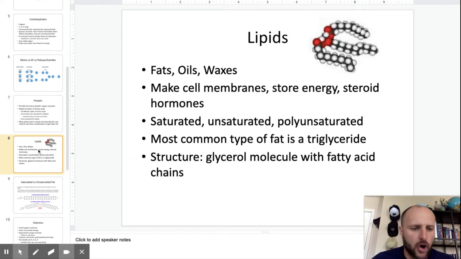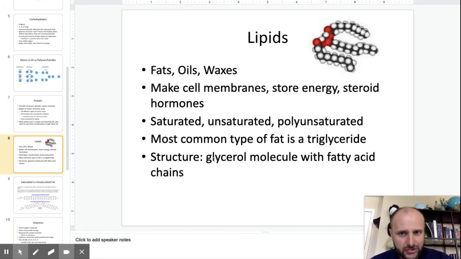Lipids, also called fats, oils, and waxes. We need lipids to make our cell membranes, to store energy, and to make hormones, especially the steroid hormones. You can have saturated, unsaturated, polyunsaturated. I'll talk about that in the next slide.